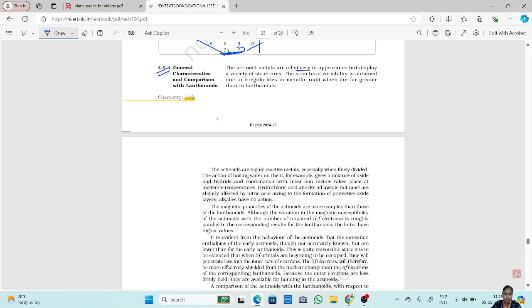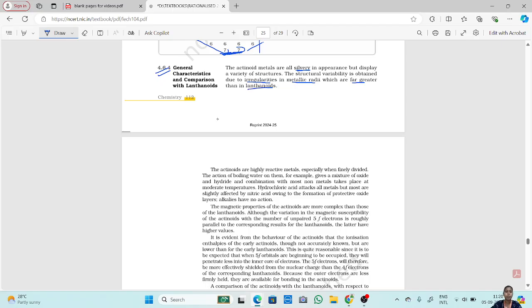They show various structures because of the irregularities in metallic radii, that is, their atomic and ionic radii. As I told you, the radius is not regular. There is an irregularity in the radius, and because of that they show structural variability. This structural variability is far greater than in lanthanoids.